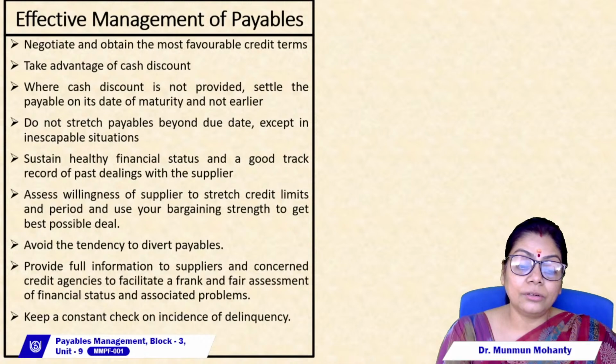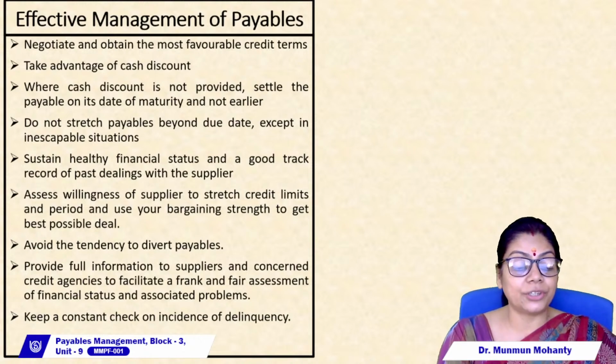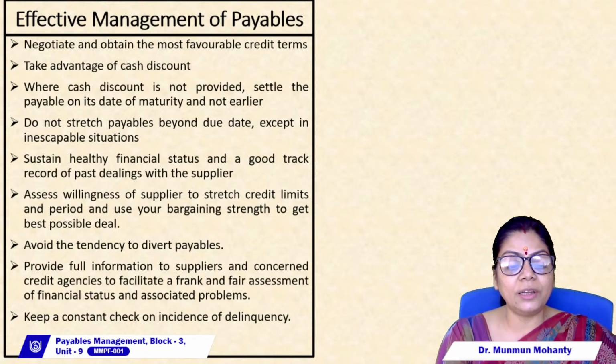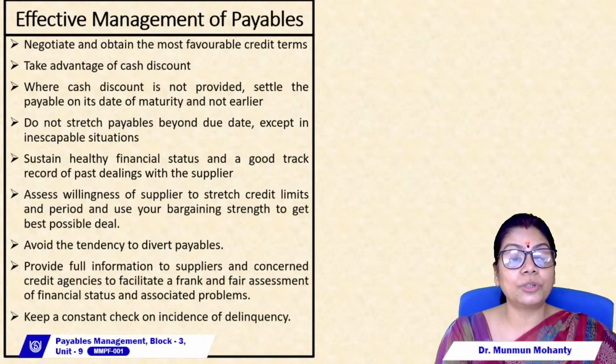And because the quantum and the terms of credit is mainly influenced by the supplier's assessment of the buyer's financial health and your ability to meet that particular obligation. Now again, in the case of highly competitive situations, the supplier may have the motivation to stretch the credit limit and period. So you assess your bargaining strength and get the best possible deal.